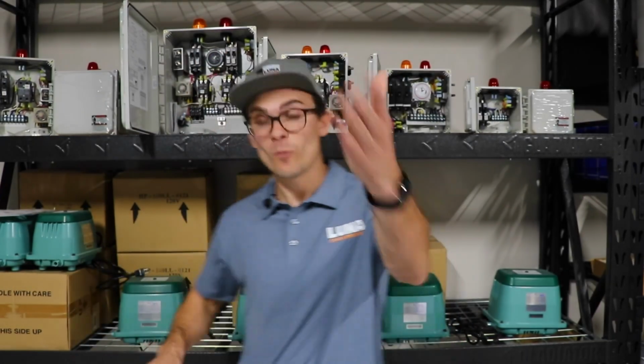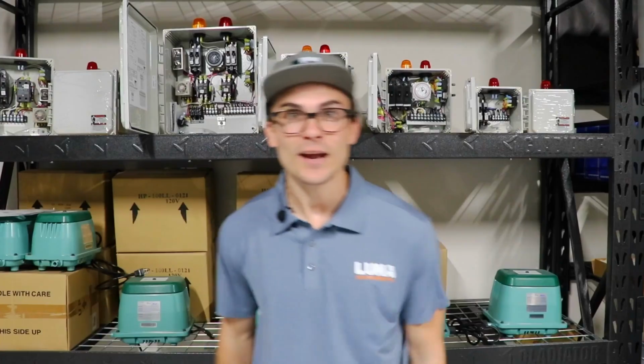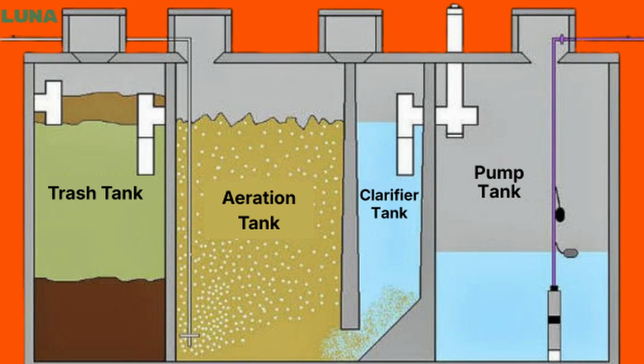Now, what happens when we start to introduce air into that aeration chamber? Well, this is where that bacteria starts to feed on all of the waste, and we get to leverage Mother Nature to make this process more efficient. Now, how do we get air into the aeration chamber? Well, we pipe in some PVC all the way down to the bottom of that aeration chamber, and that air is diffused through what we call an air diffuser.